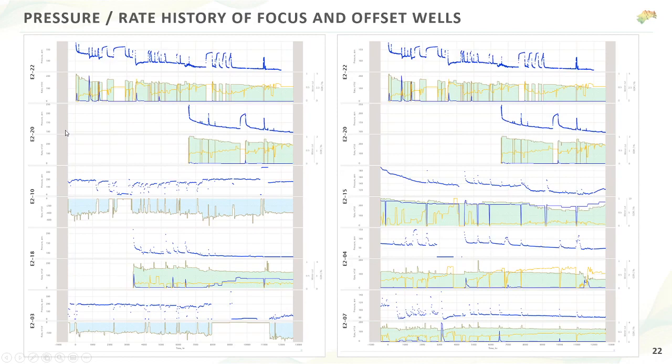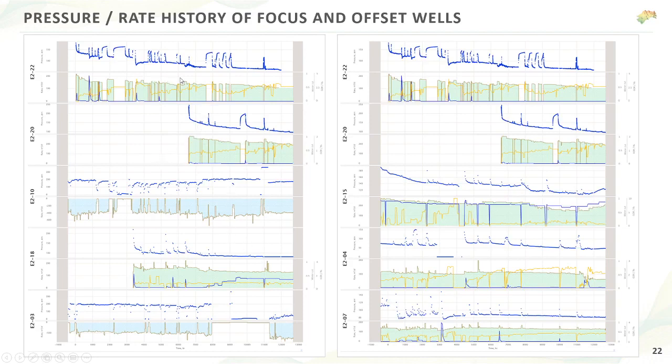So first of all, we will try to analyze the pressure and rate history. You see that we have the whole history of well number 22 and well number 20, and also we have history of several surrounding wells. Some of them are injectors, some of them are producers.